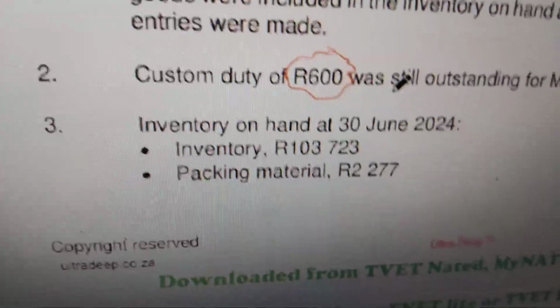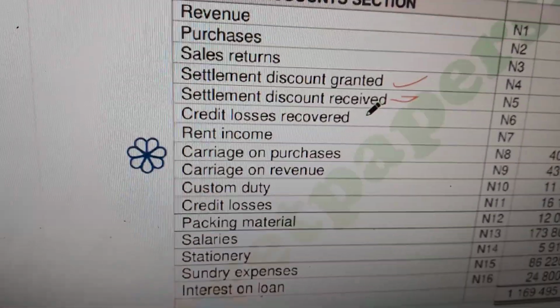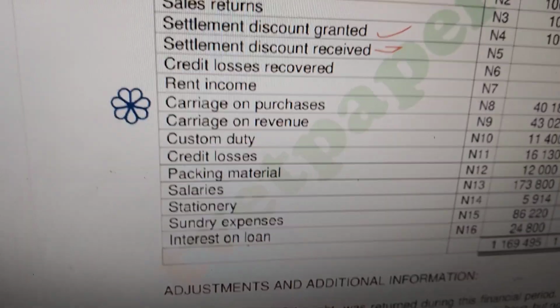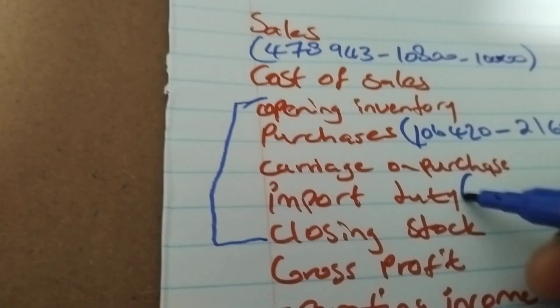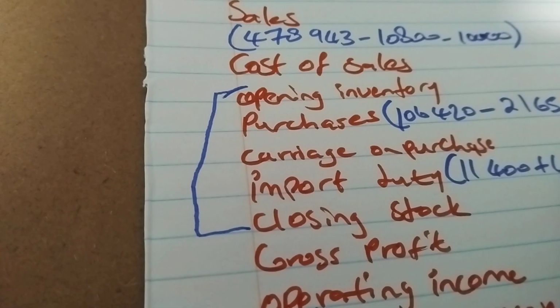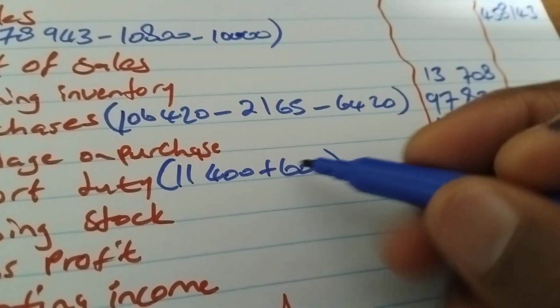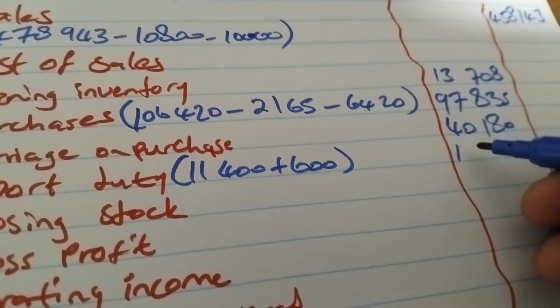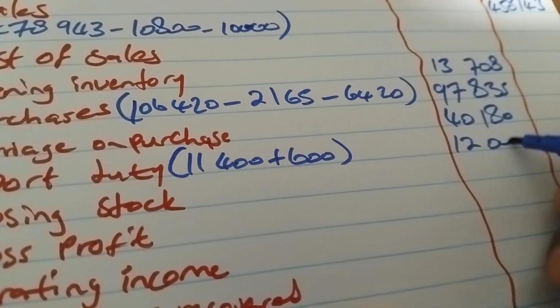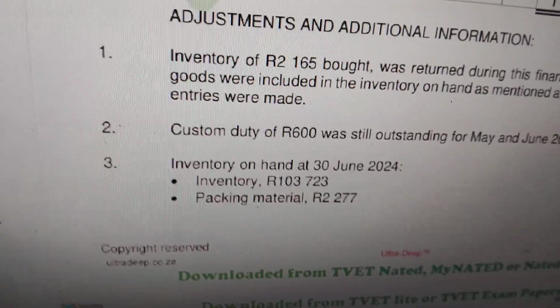We'll need to edit. So this one on the trial balance, which is the custom duty, is 11,400. Plus 600, so it must give you what? 600 plus 400 is 1,000, and then it must be 12,000. So remember, you don't multiply it by 2. You take it the way it is.